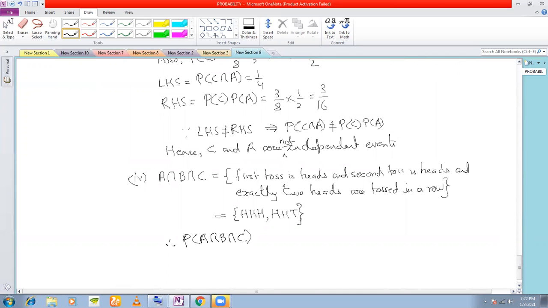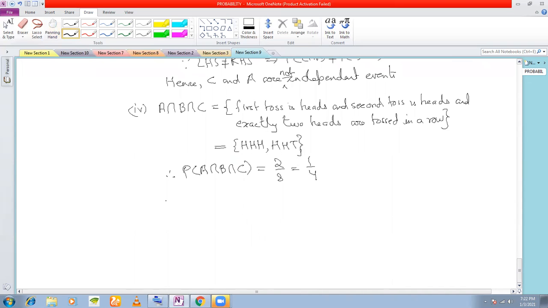The probability of A intersection B intersection C is 2/8, which is 1 by 4. So now we shall calculate the product. Also, first let us write it down. PA is half, PB is half. We had calculated above, and PC is 3 by 8.